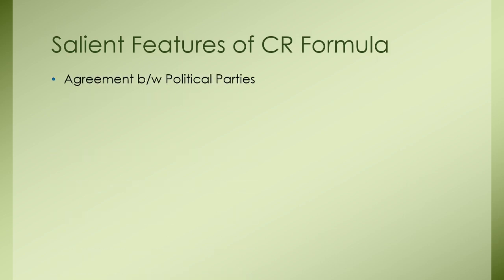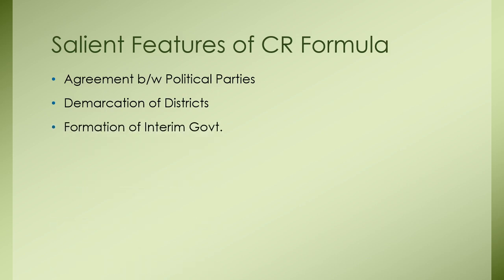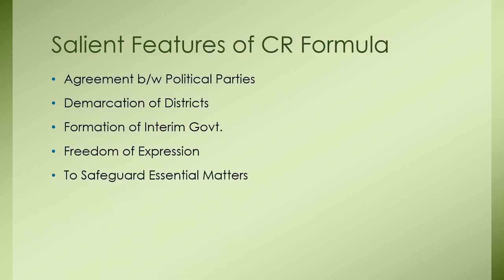First one, the agreement between the political parties. That was a sort of agreement between both the parties and they had to agree to it. Second, a commission would be appointed to demarcate the areas having Muslim majority and a referendum would be conducted in those districts. Third one, Muslim League will cooperate to form interim government for a short time. Number 4, all parties would be free to express their viewpoint before plebiscite. Number 5, important matters like defense, communication, and commerce will be protected.